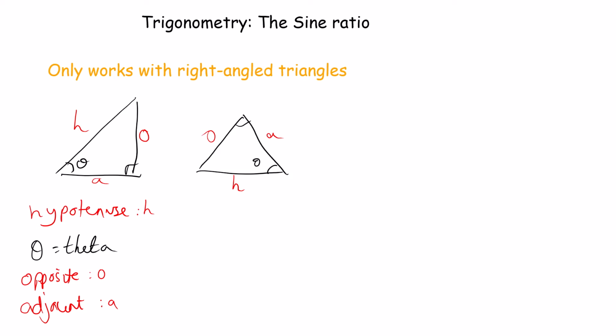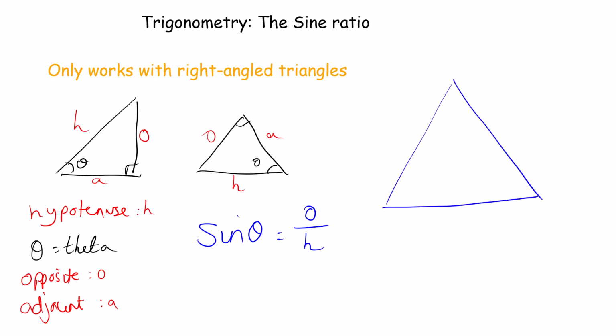Now before we look at some examples, we need the actual sine ratio. So sine theta is going to be the opposite side divided by the hypotenuse. And we can actually draw this as a formula triangle, in the same way in physics you might use speed as distance over time. Here we're going to have sine theta is opposite over hypotenuse. Right, let's look at an example.